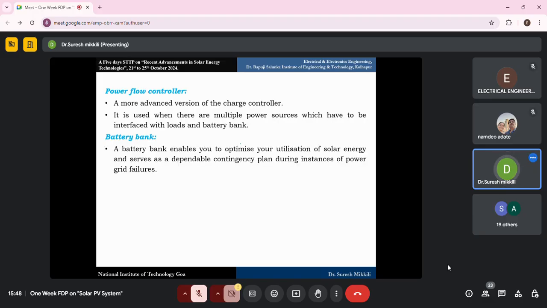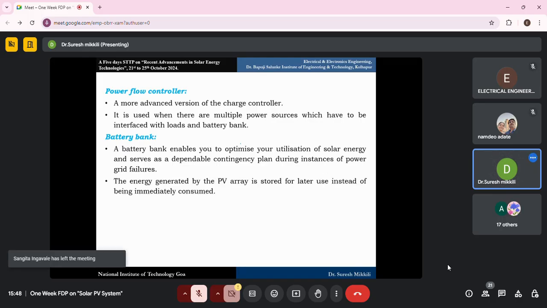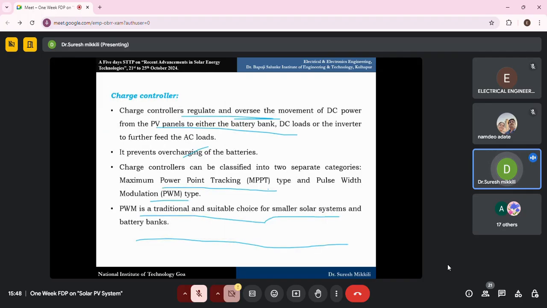Then battery banks. Everyone knows that when there is excess power, battery banks store the energy from the PV panels. When there is deficient power, battery banks give the energy. What does it mean? The battery bank enables you to optimize your utilization of solar energy and serves as a dependable contingency plan during power grid failures. Energy generated by the PV array is stored for later use instead of being immediately consumed.